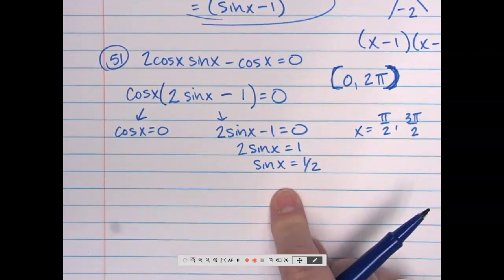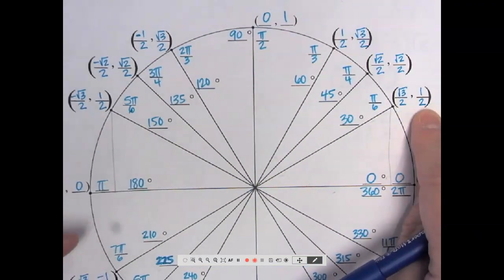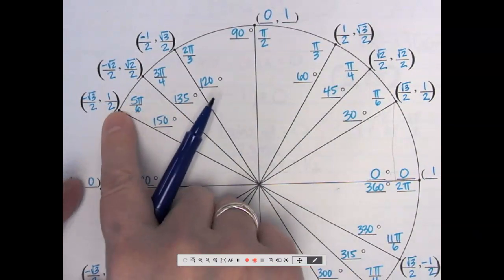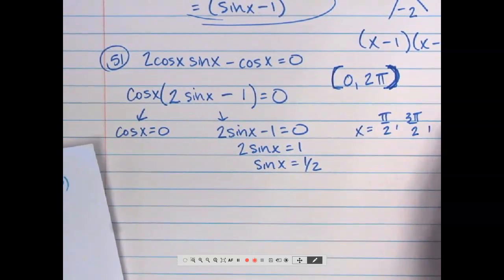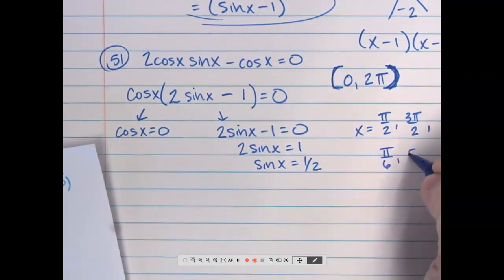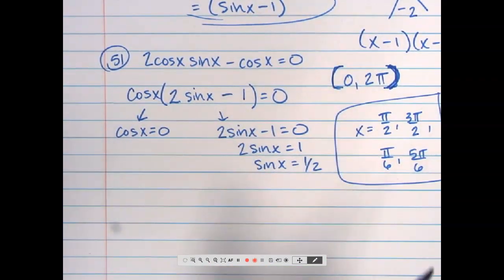Where is sine 1/2? I will have two answers there. Sine is your y-coordinate. That's going to happen over here at pi over 6, but it's also going to happen over here at 5 pi over 6. So in addition to these two, I have pi over 6 and 5 pi over 6. Now, there's no way of looking at the original equation and knowing how many answers you'll find. When we have a quadratic equation, we know we should find 2. There's no way of knowing that on these, so it's just kind of a surprise each time how many answers we get. Any questions on 51?